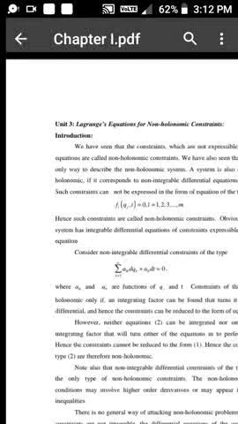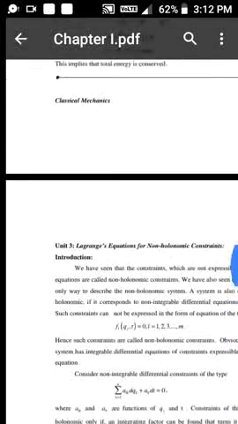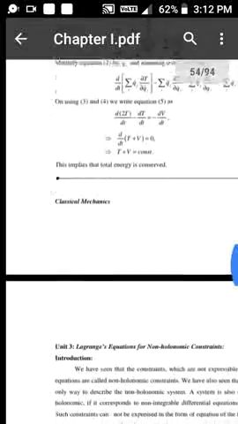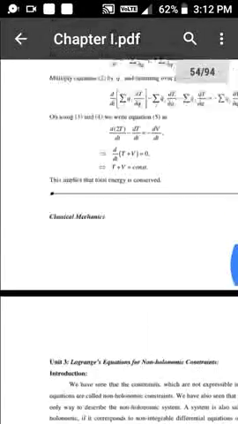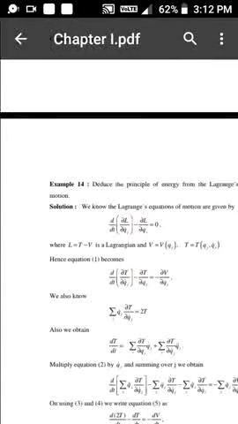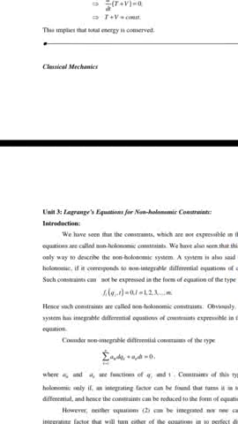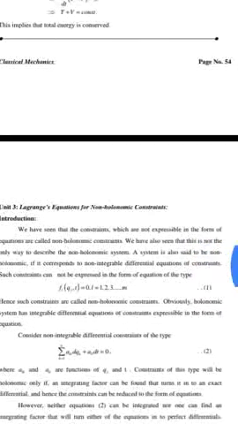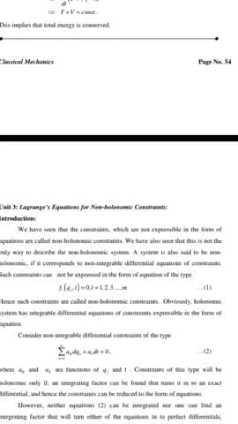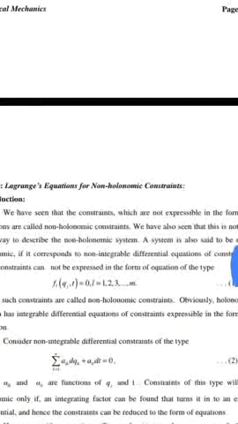Today I discuss Lagrangian formulations from the classical mechanics of MSc post semester. In classical mechanics, there are units for Lagrange's equation for non-holonomic constraints. What is meant by non-holonomic constraints?